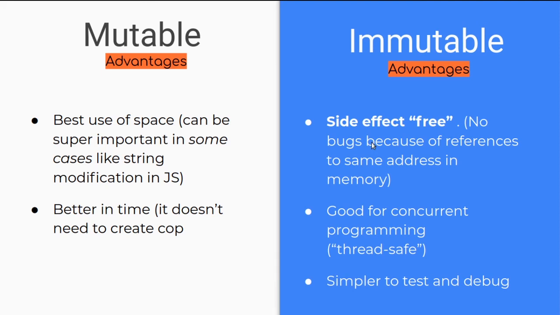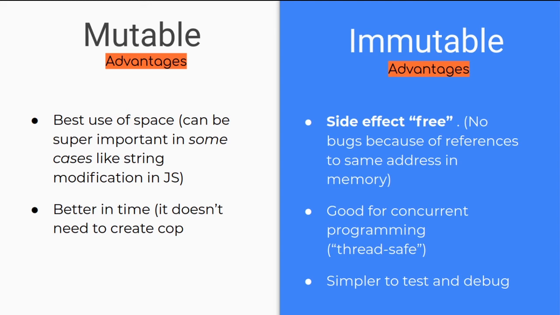And this is basically the main reason why people want to use immutable data structures. You are not going to have any bug because of references to the same address in memory. Okay, so you know that if you modify something, we are going to work with another variable, so we are not going to mess up the value of the previous one.